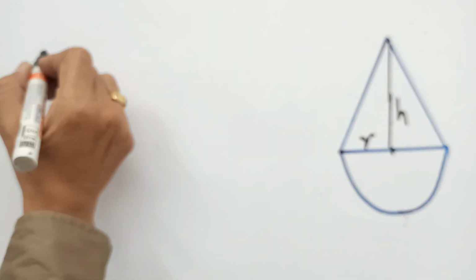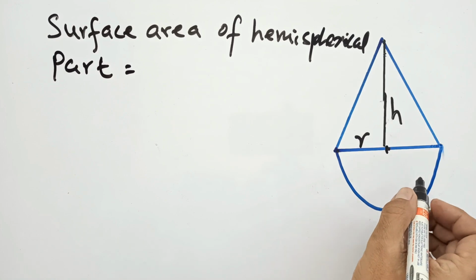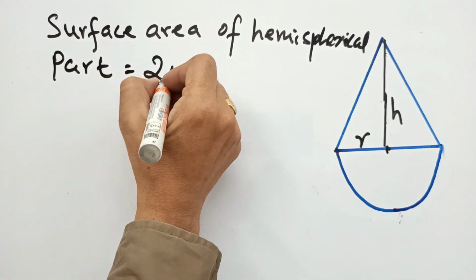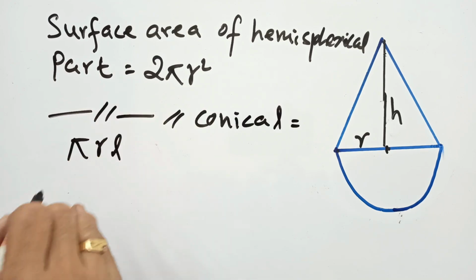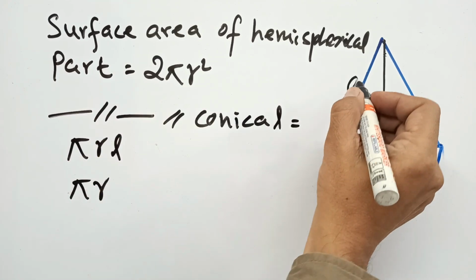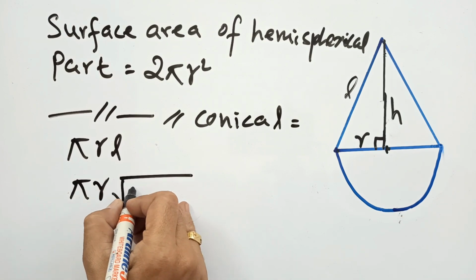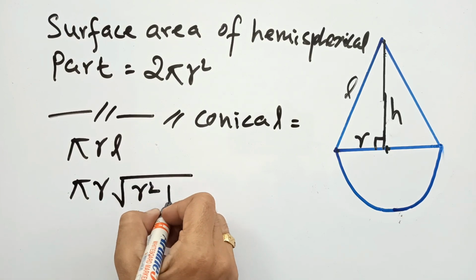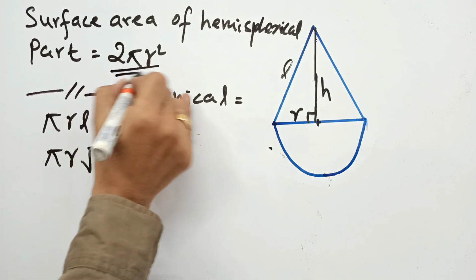Now the surface area of the hemispherical part is 2 pi r square. Surface area of the conical part is pi r l. We can write l using the Pythagoras theorem. It will be square root of r square plus h square. Now according to the question, both surface areas are equal.